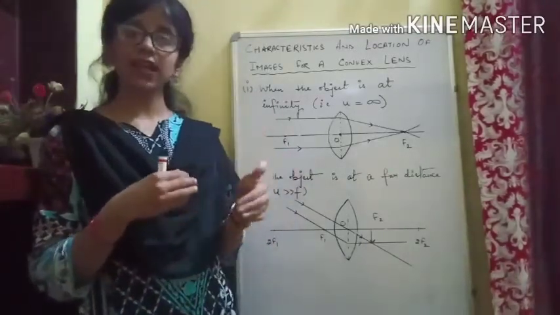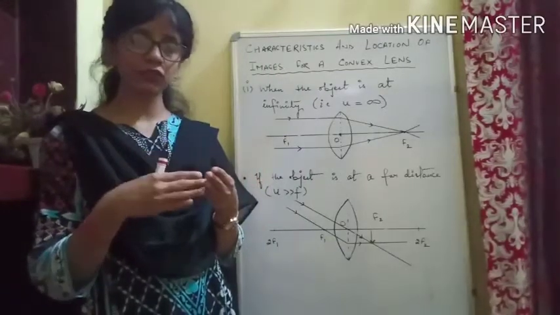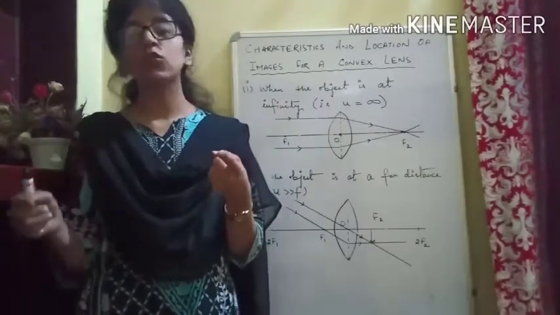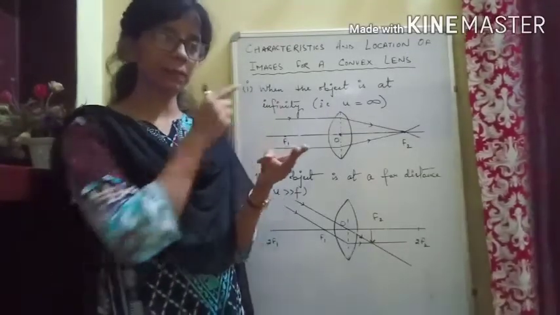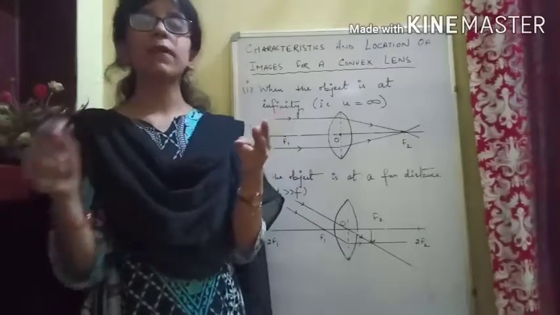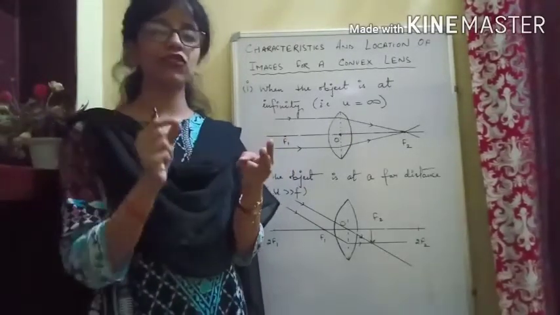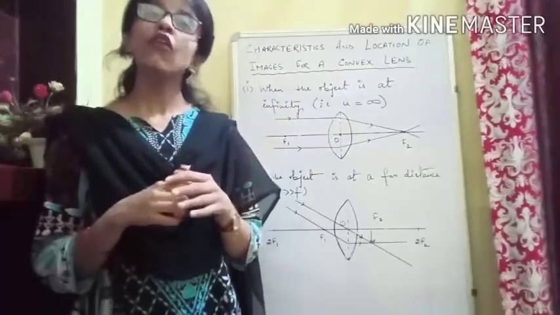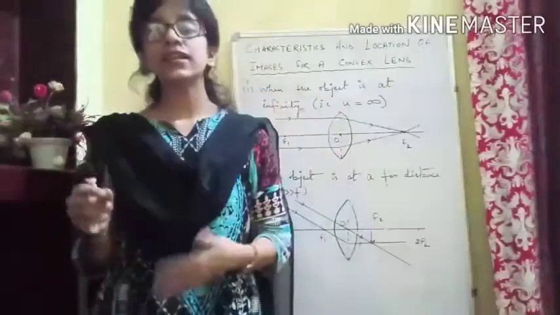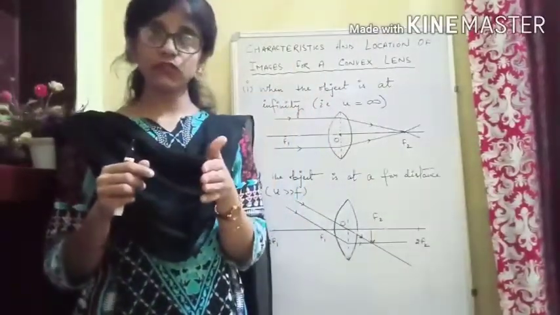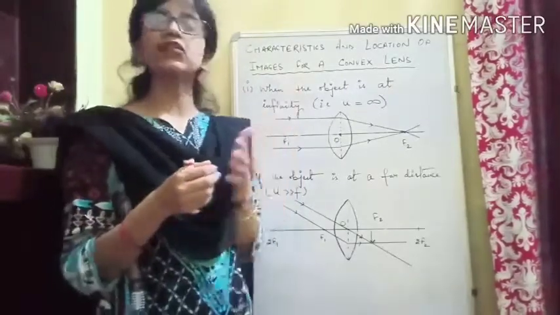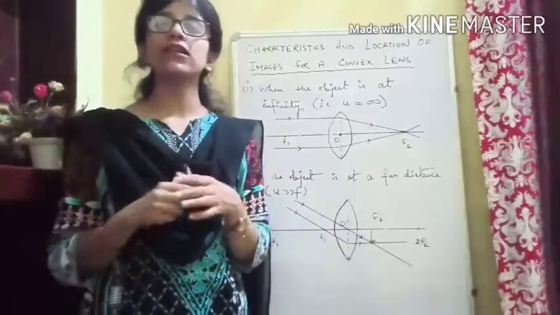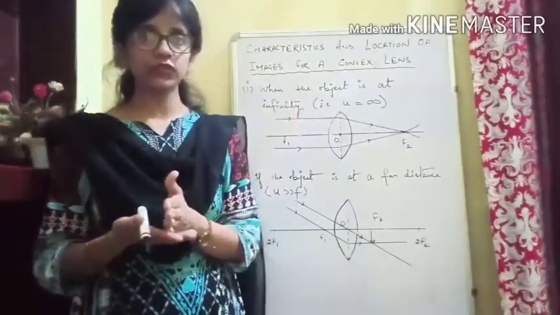Second, as we have learned three simple rules: if the ray is coming through the optical center, after refraction it will go undeviated. If a light ray is coming parallel to the principal axis, it will pass through the second focus in case of a convex lens, and it will appear to pass from the second focus in the case of a concave lens. And the third case is if a light ray is coming from the first focus in case of a convex lens, or appears to come from the first focus in case of a concave lens, after the refraction it will go parallel to the principal axis. So these three sets of rules we have taken.